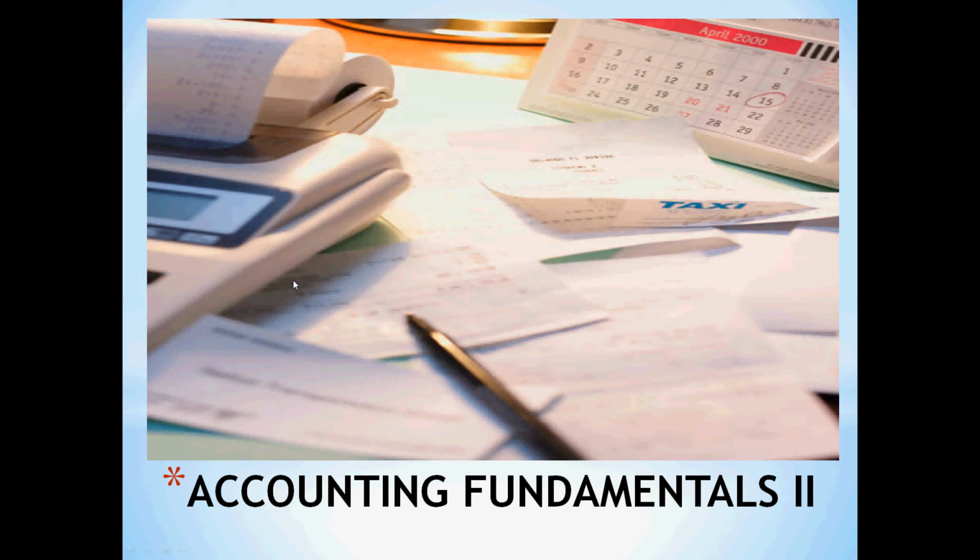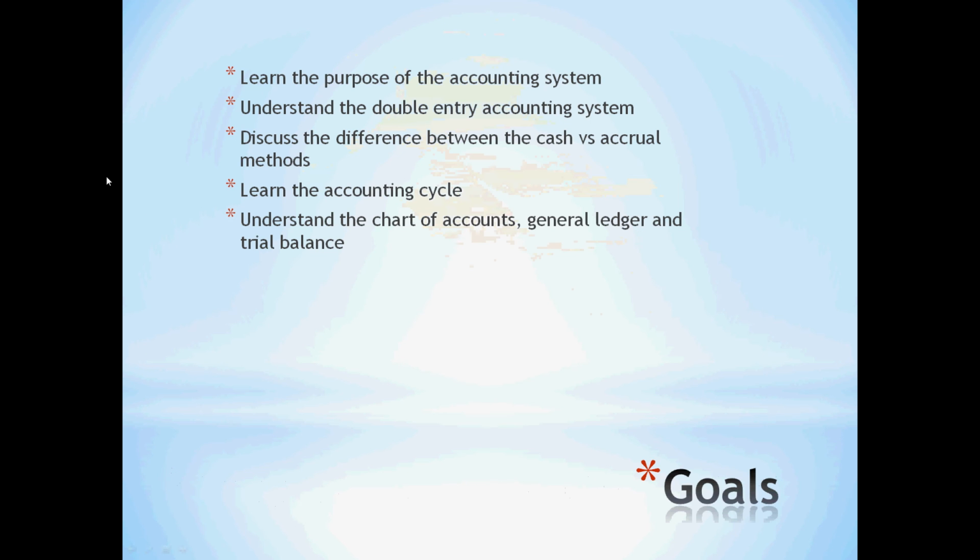Now we're going to go over accounting fundamentals 2. Our goals for accounting 2 are going to be to learn the purpose of the accounting system, understand the double entry accounting system, discuss the differences between the cash versus accrual methods, learn the accounting cycle, understand the chart of accounts, general ledger, and trial balance.